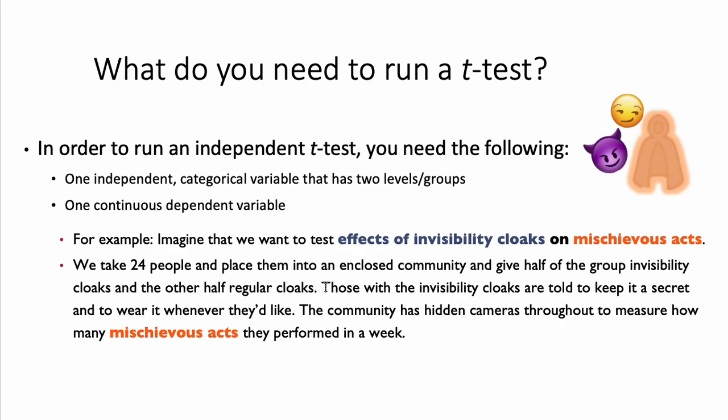So the example that we're going to run in JASP today is a fictional experiment that's provided in JASP's data library. So we are looking at the effects of invisibility cloaks on mischievous acts. So we have 24 participants, and we give half of them invisibility cloaks and the other half regular cloaks. And our hypothesis is that the group with the invisibility cloaks will perform more mischievous acts. So our dependent variable is mischievous acts, so the number of acts they perform in a week. And then our independent variable is the invisibility cloak, so the cloak group and the no cloak group.